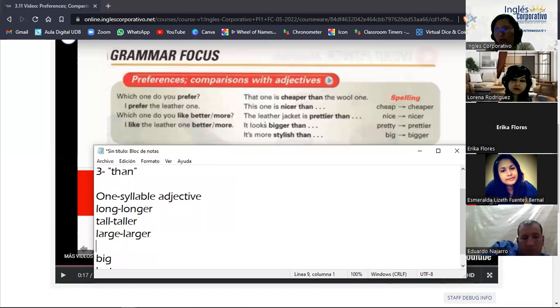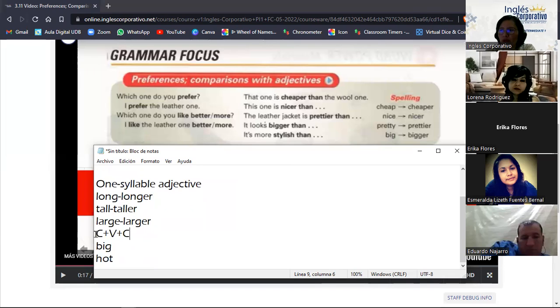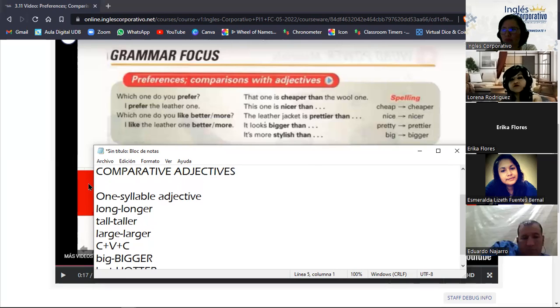Siempre son adjetivos monosílabos, pero tienen una estructura diferente porque son consonante, vocal, consonante. Cuando yo tengo una consonante, vocal, consonante, como acá, que tengo B, I, G y H, O, T, lo que vamos a hacer es duplicar la última consonante. En este caso, the last consonant is G, so I'm going to double the letter G. I'm going to double the letter T, and then I'm going to add ER. So in the end, we're going to end up with big, bigger. Hot, hotter. Okay, ahorita estamos hablando, chicos, de comparative adjectives. And this is rule number one, regla uno. Rule one, when I have one syllable adjectives.